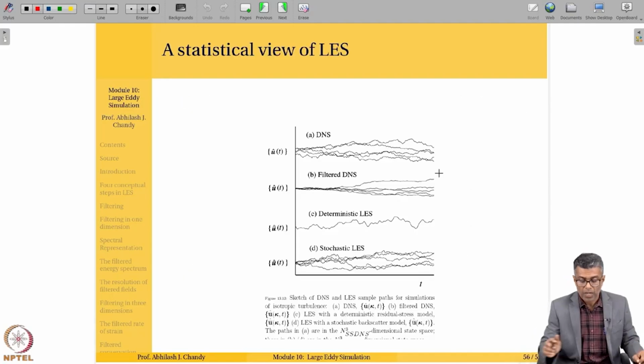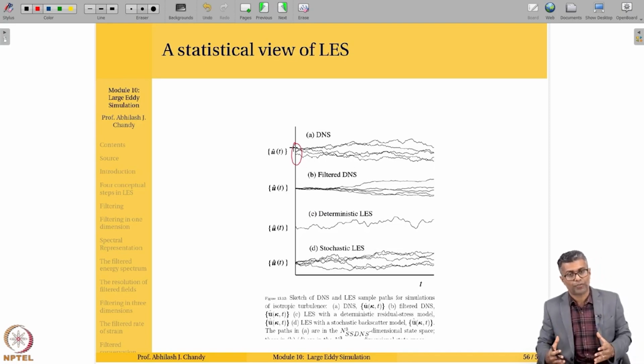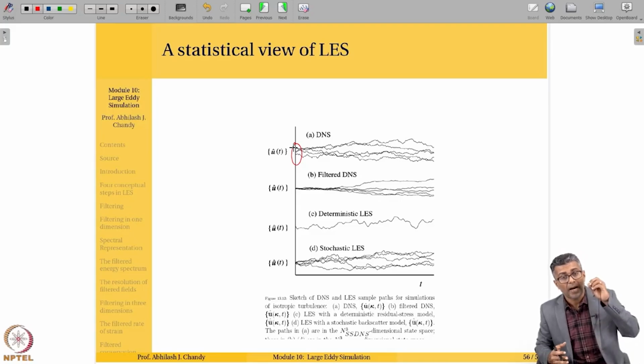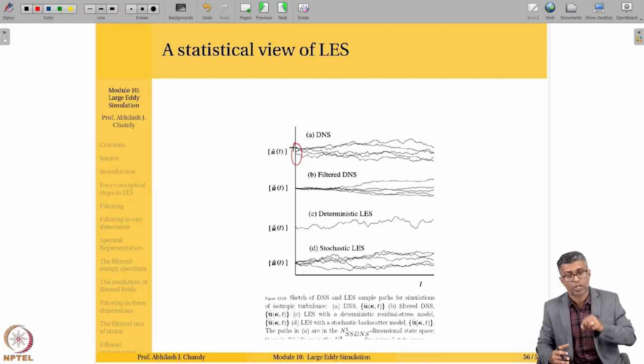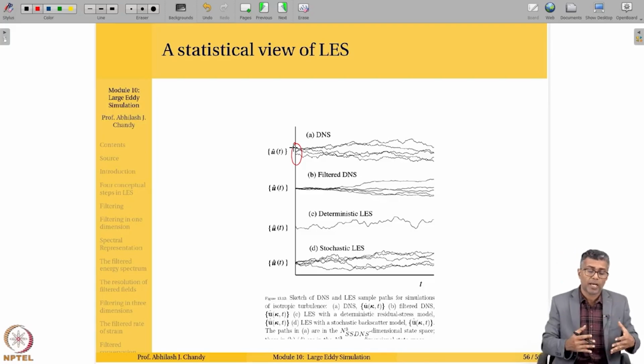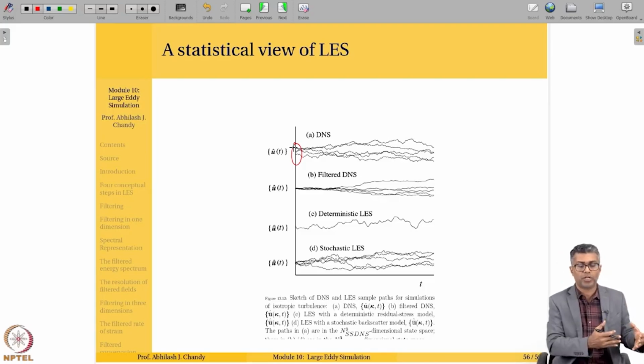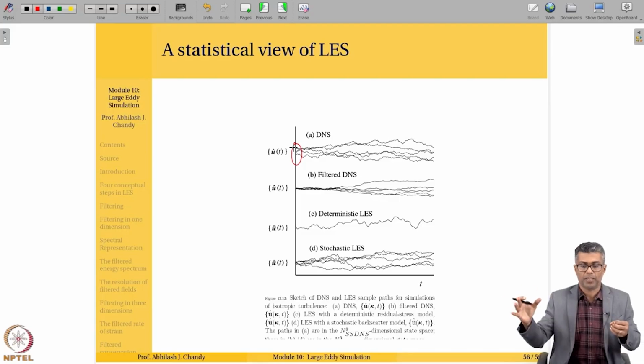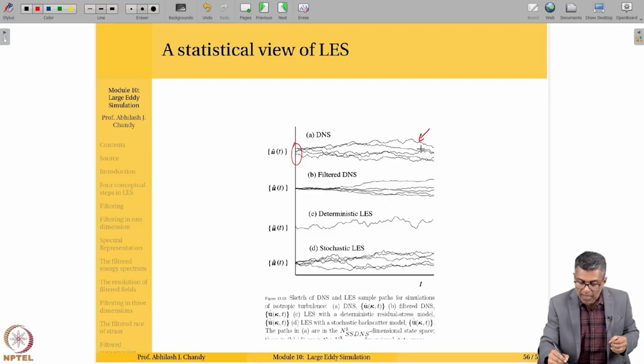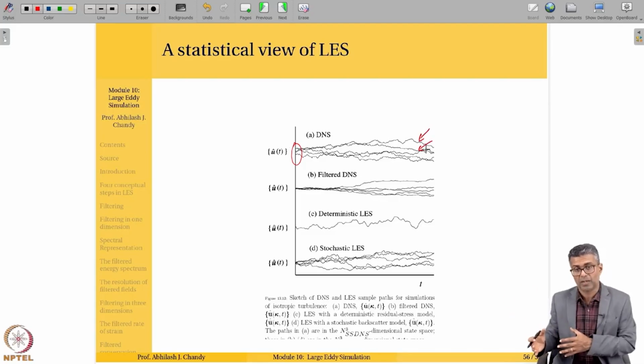Look at this. So this is DNS, and as you can see, because the phases are set at random, the initial conditions are different. Even though the amplitudes are the same, the initial conditions are different, and because the initial conditions are different, they have different paths. So this is each and every realization basically.